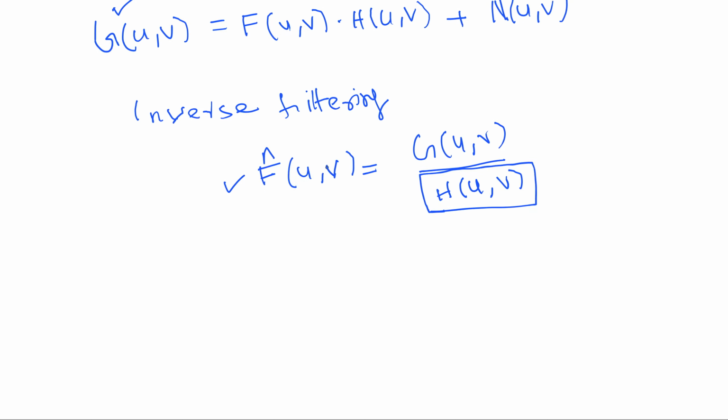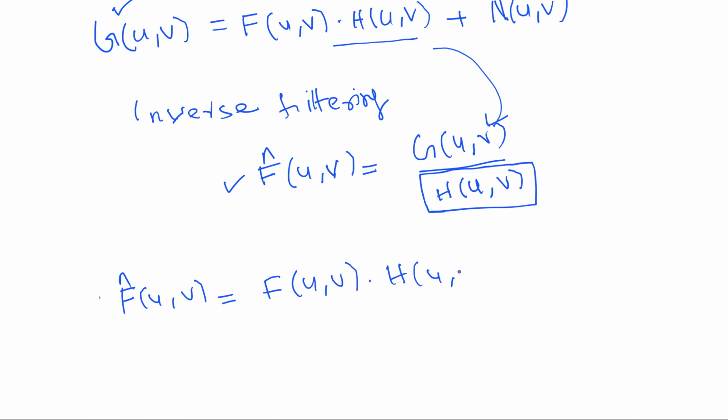If you substitute g of uv equal to f of uv into h of uv plus n of uv into this, then I can write f hat of uv equal to f of uv into h of uv plus n of uv, all divided by h of uv.